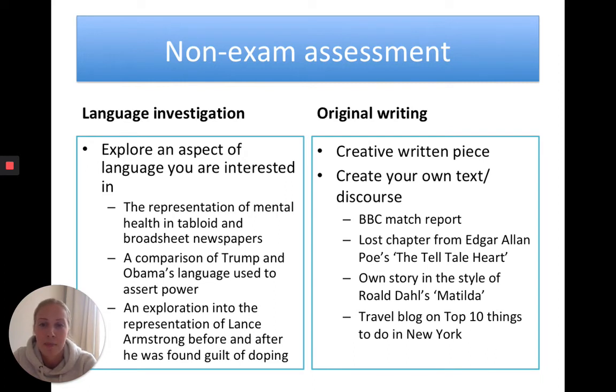Secondly, for those of you who really enjoy a bit of creative writing, this is a brilliant opportunity for you. So you can choose any text that you like. Again, I've listed some examples of pieces that have previously been done, and you get to exercise some of those creative writing skills. And it's a really, really exciting piece, again, which offers you lots and lots of freedom. So some really great opportunities for coursework there.